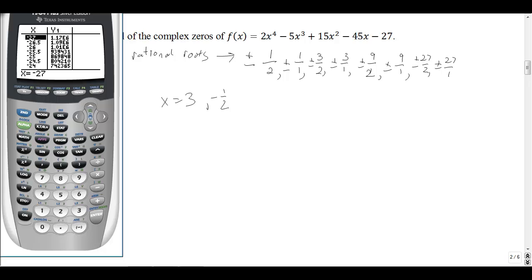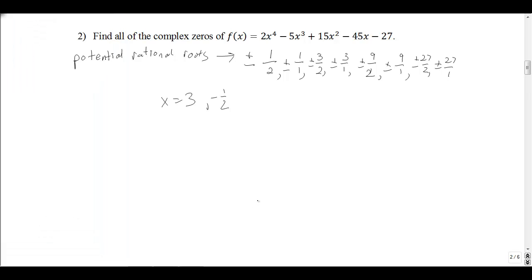And no more zeros. Okay, so none of these are zeros. Note, I checked everything that had a denominator of 2 or 1 between 27 and -27. If you did that, you really don't need this list even. You just need to know what the biggest possible roots are, and that is the constant term here divided by 1 here. So that would work out as well. Okay, so we have 3 and -1/2 here. Those are our roots.